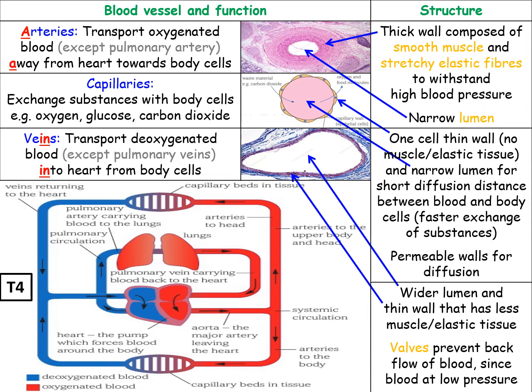And when you look at the structure, you can see that it's got a thick wall that's composed of smooth muscle and stretchy elastic fibers, and that helps to withstand the very high blood pressure. Because if blood is going away from the heart, the strong contraction means there'll be a very high blood pressure, and to prevent the arteries from bursting, they need to have thick walls, and those walls clearly need to be made of strong smooth muscle and stretchy elastic fibers.